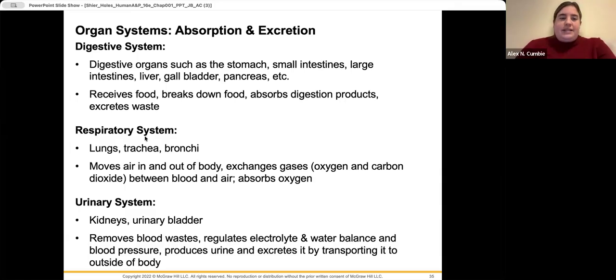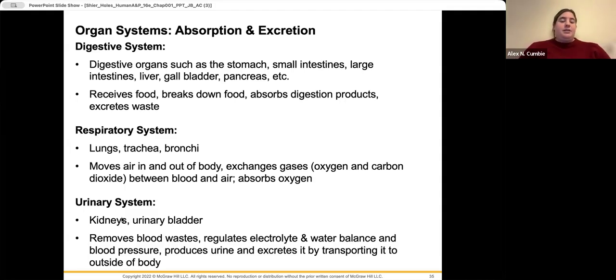The next system is the respiratory system. It includes most respiratory structures. I just had a few written here. The most common ones are your lungs, your trachea, and bronchi, which are part of the branching from the trachea and how your oxygen gets to your lungs. The main purpose is to move air in and out of the body. We have exchange of gases, primarily oxygen and carbon dioxide, which is what we focus on. This would be exchanged between the air that comes into the lungs and all those blood capillaries that surround the lungs. And again, one of our big functions is that we want to absorb oxygen that we breathe in from the air.